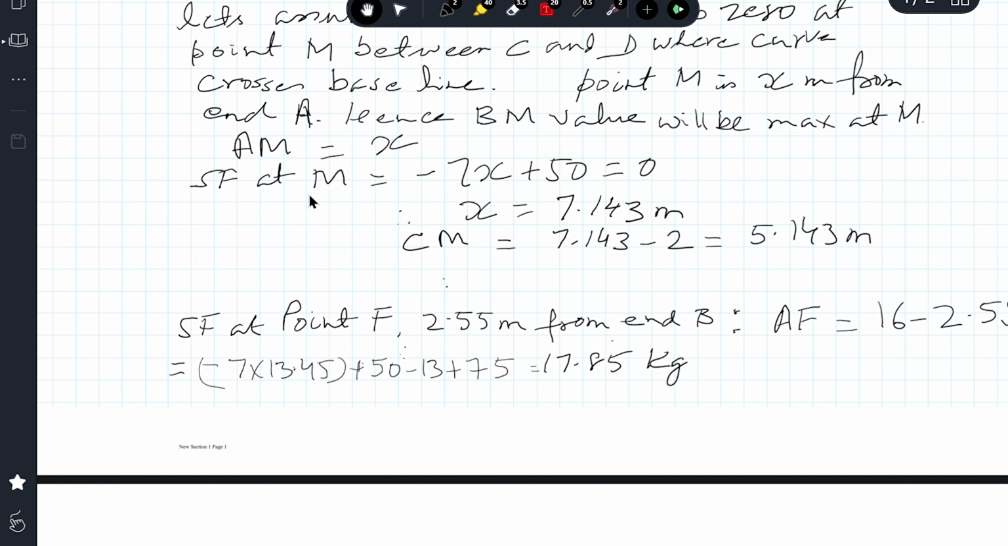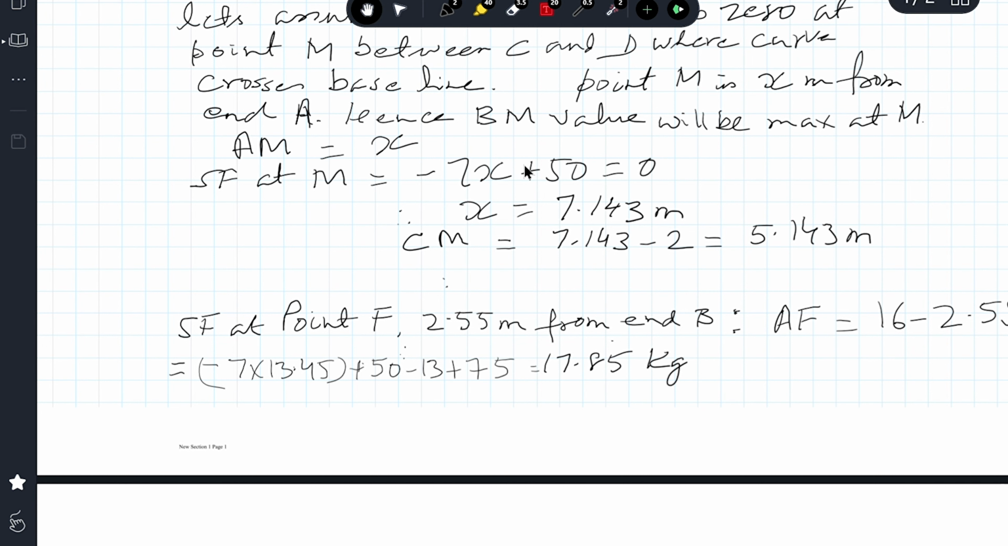So what will be the shearing force at point M? Okay, to the left of this point M, I have X meters length of the beam. The weight of this X meters length of the beam will be 7 into X. 7 kg per meter is the weight of the beam. So just multiply by the X meters, minus, because the weight of the beam is acting downward, so it will have a minus sign. So weight of the beam over this X meters length will be minus 7X. And also there is a plus 50 kg reaction force to the left of X.